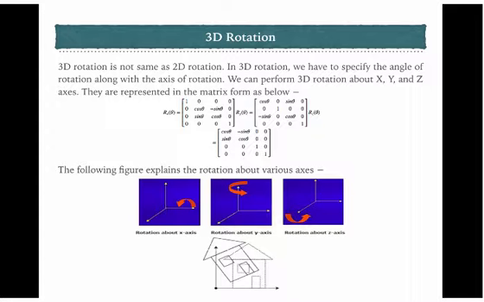Rx of theta, Ry of theta, and Rz of theta are the three matrices that we use to perform the 3D rotation about the x, y, and z axis respectively. The following are the figures which describe the rotation about the x, y, and z axis.